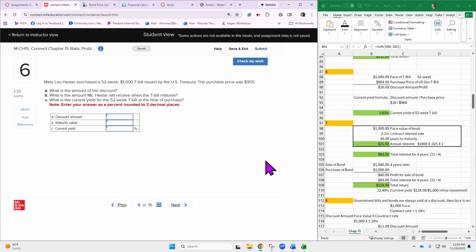You say, well, why wouldn't you hold on to it for 52 weeks? Well, maybe something bad happened and you needed to sell the bond, and you needed to liquidate the bond and cash it in or something. So you would want to try. So the discount amount, okay, so let's put it down here. $1,000 T-bill. We bought it for $955. So there's $45 to be made over this 52-week period.